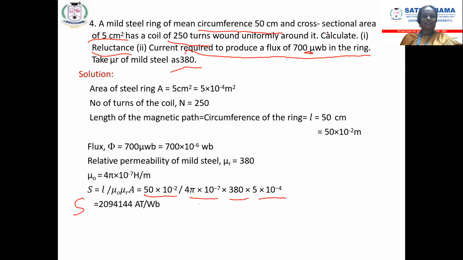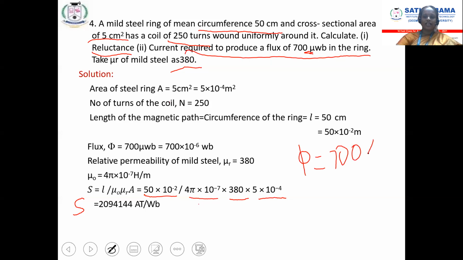Yeah, flux is 700 microweber. Microweber, so you have to put 5 equal to 700 into 10 power minus 6. Actually, the current calculation is not given here. So first you find out the reluctance value, and the unit is ampere turns per Weber. So kindly use the calculator.